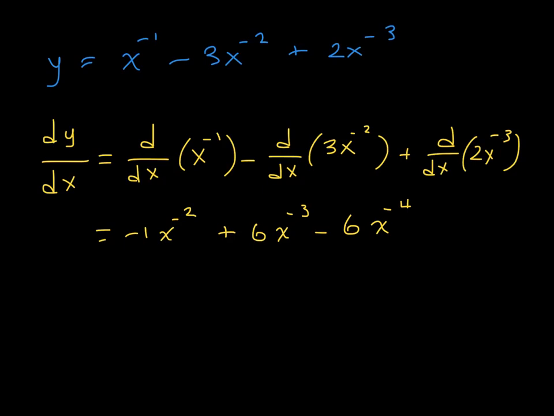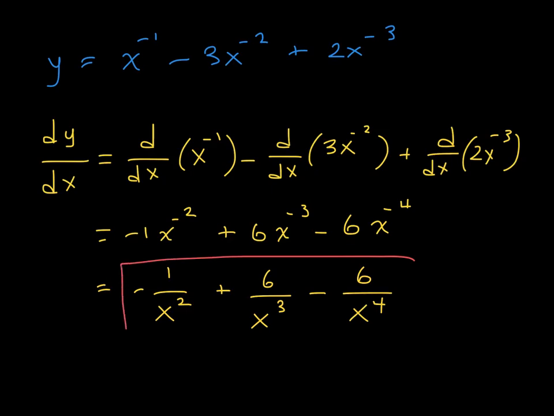So I can rewrite this as negative 1 over x squared plus 6 over x cubed minus 6 over x to the fourth. Isn't that great? So if you would like, you can find the derivative of the original expression for y using the quotient rule and maybe compare that work to this work that we've just done and see which way is faster or more efficient.